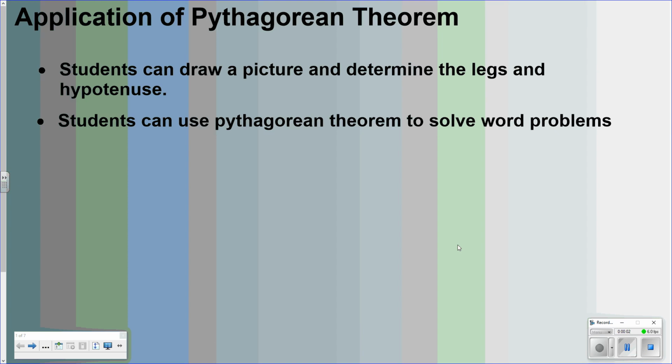In this lesson, we'll be discussing the application of the Pythagorean theorem. By the end of the lesson, you should be able to draw a picture and determine the legs and the hypotenuse from the word problem, and then use the Pythagorean theorem to solve the word problem.